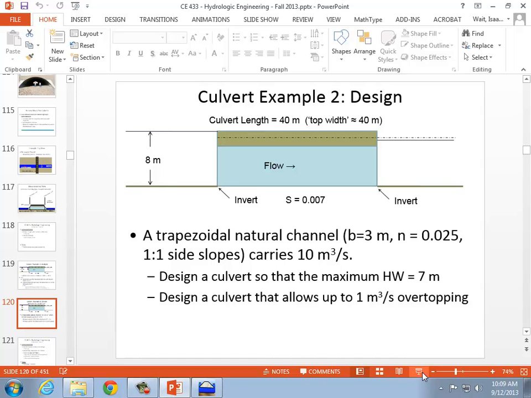Try and put all the dimensions on that you can calculate, and design culverts under both of the situations that are described there. One where the headwater maximum that's allowed would be 7 meters above the invert upstream, and the other where you are allowed to have 1 cubic meter per second of overtopping.